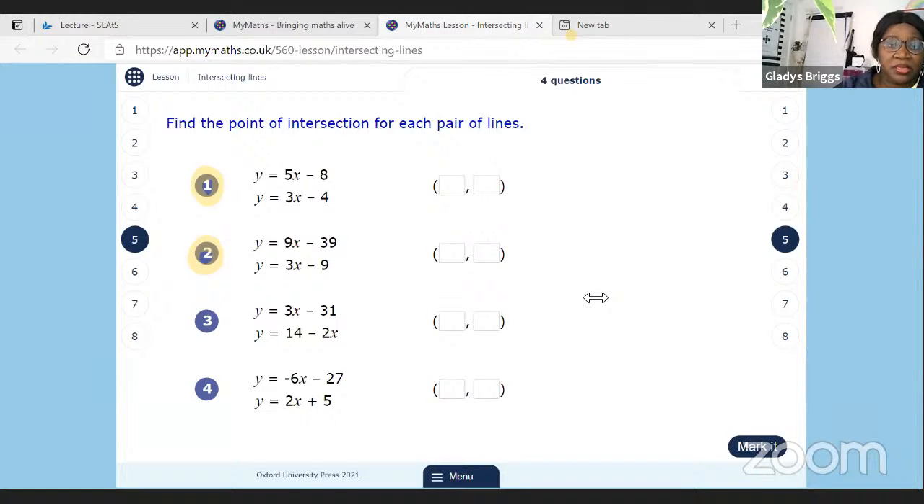5x minus 8. You have to get your x and y coordinates so that I can then check whether your answer is correct, okay? And do you know how to check if your answer is correct? Ali, you need to put your answer back into the original equation to see whether it is correct.